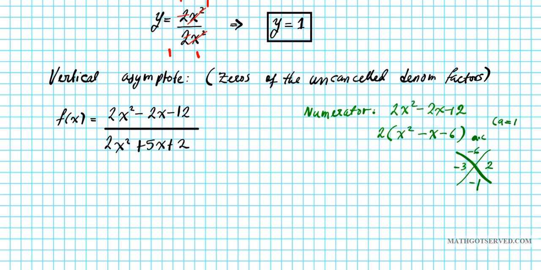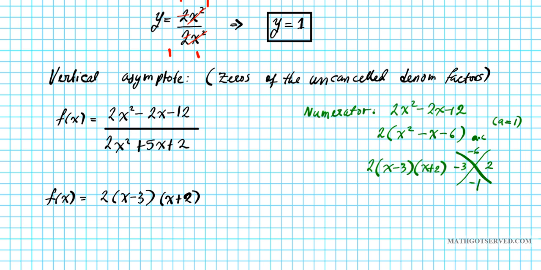Okay, whenever A is 1, we can jump from this x game to the factored state. You do not need to factor by grouping here, as we'll have to do in the next function. So we have 2 times x minus 3 times x plus 2. You simply extract these two numbers. Alright, so that is the factored form of our numerator polynomial: 2 times x minus 3 times x plus 2.